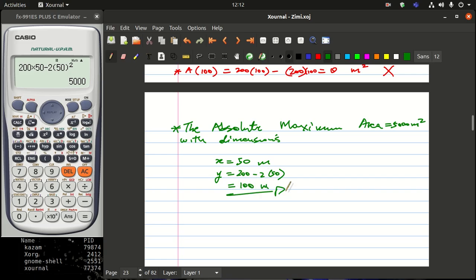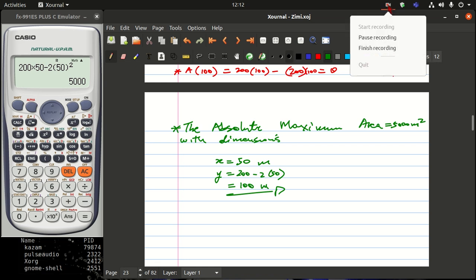So that's how you solve this particular problem. Let's look at problem number 7 and see what we are getting.